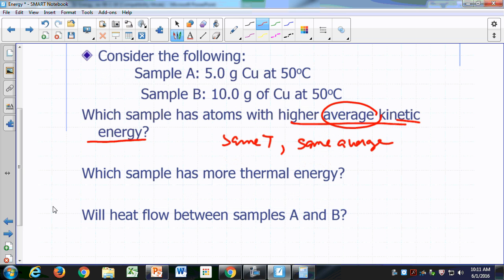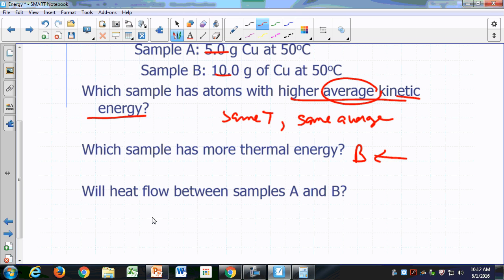This would be sample B. It's like saying you have 5 kids versus 10 kids. Okay? And let's say the average money of the 5 kids is $10, and the average money of the 10 kids is also $10. They have the same average, right? But which one has more money? Well, 5 times 10 versus 10 times 10. Okay, this would be the 10 kids, right? They have more money. All right.